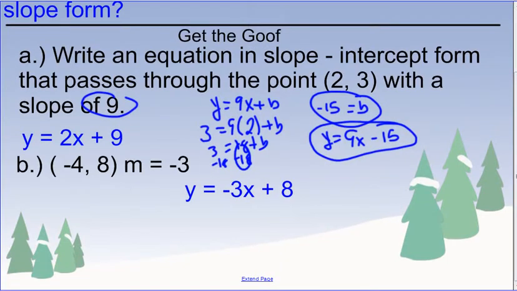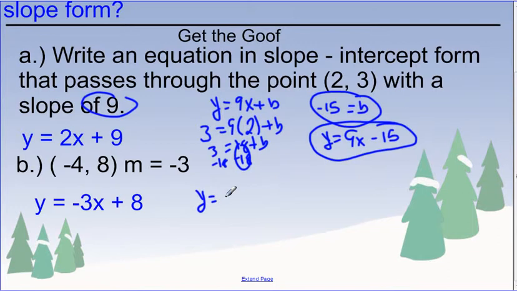Letter B, same deal. They give us slope and they give us a point. Now that at least looks closer. They have the slope in the right spot. Let's see if everything else is right. So I can't verify this is correct. So y equals negative 3x plus b. Let's leave it as a variable for now. We'll plug in this point and see what happens.